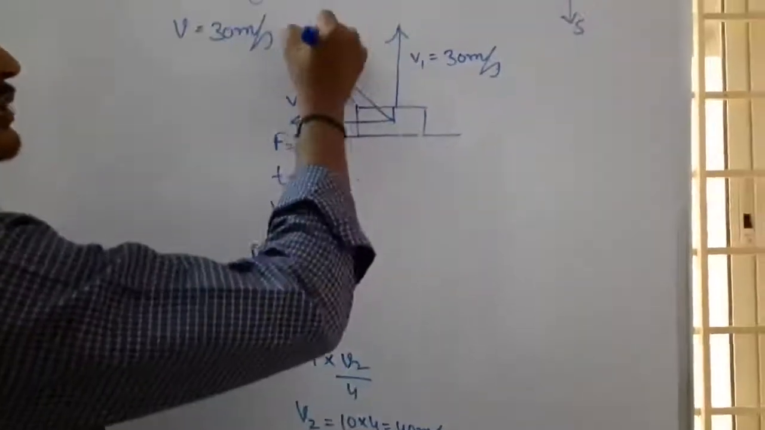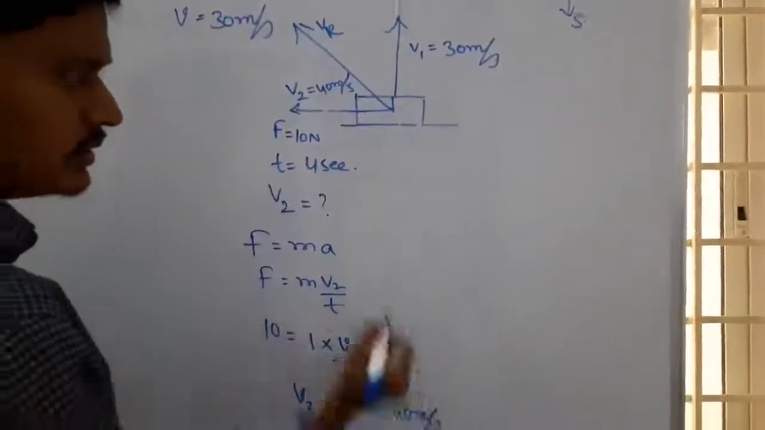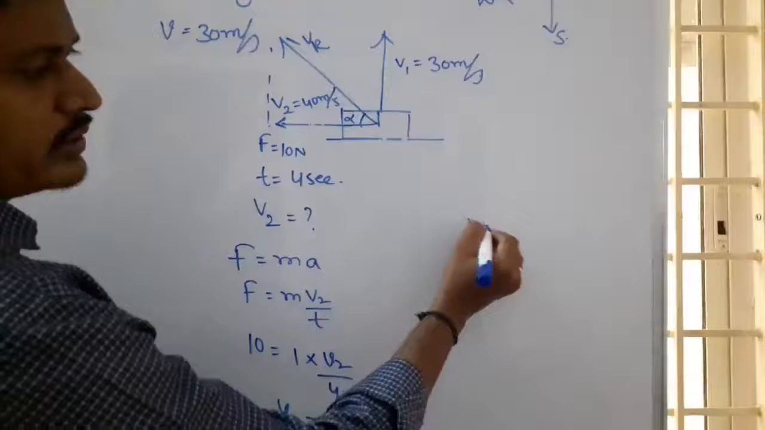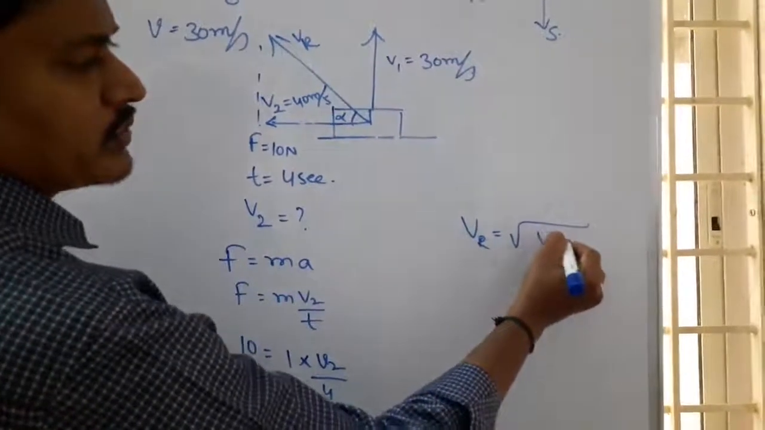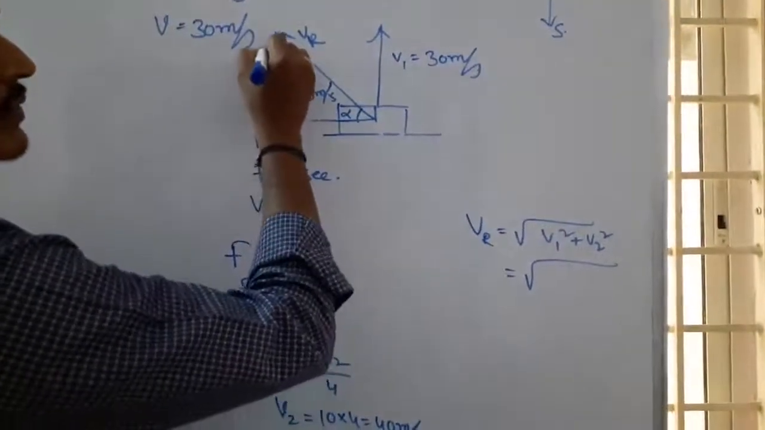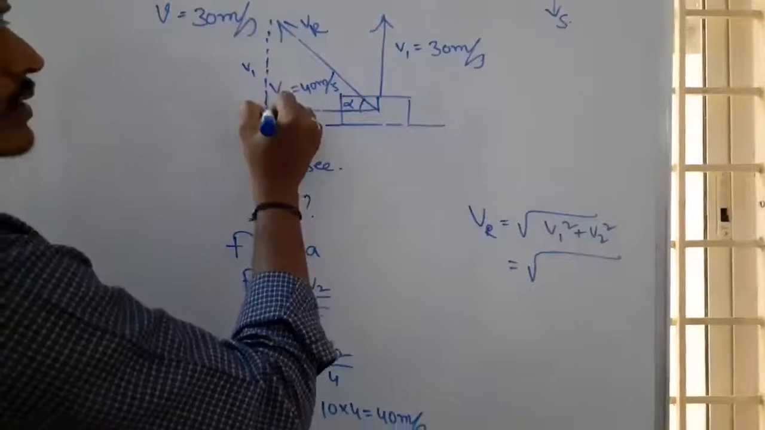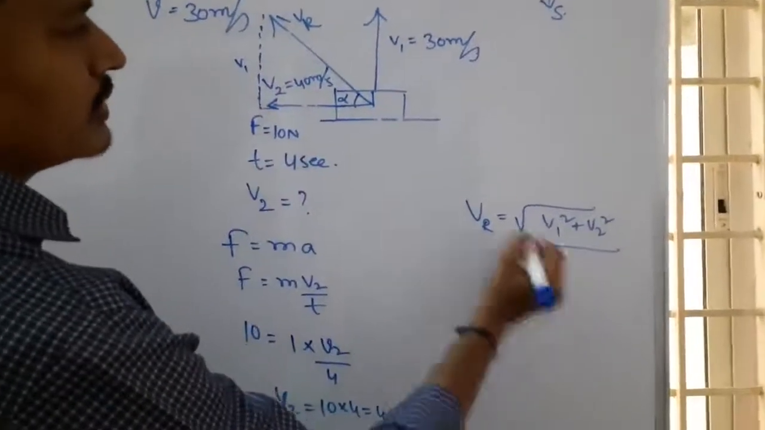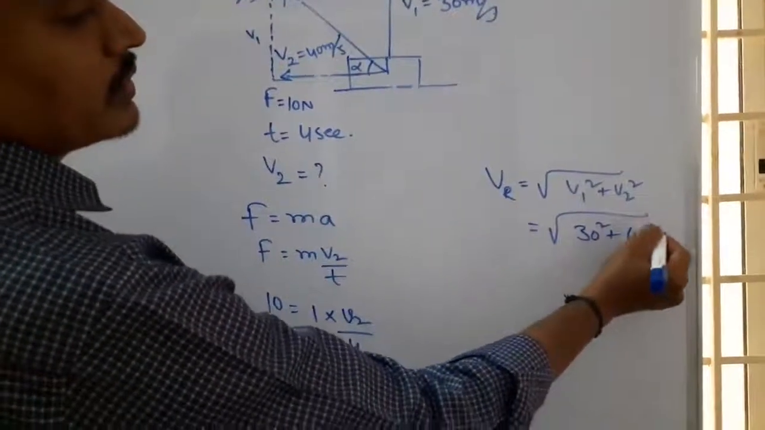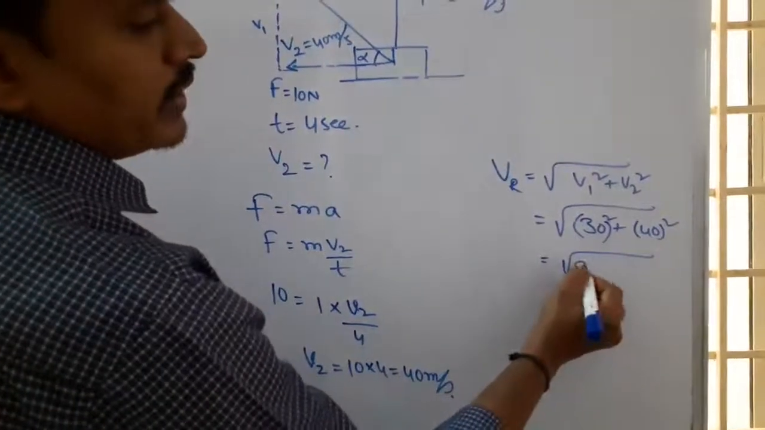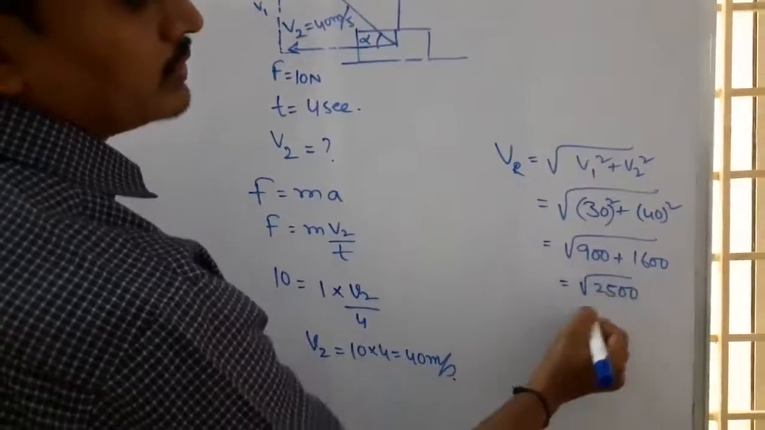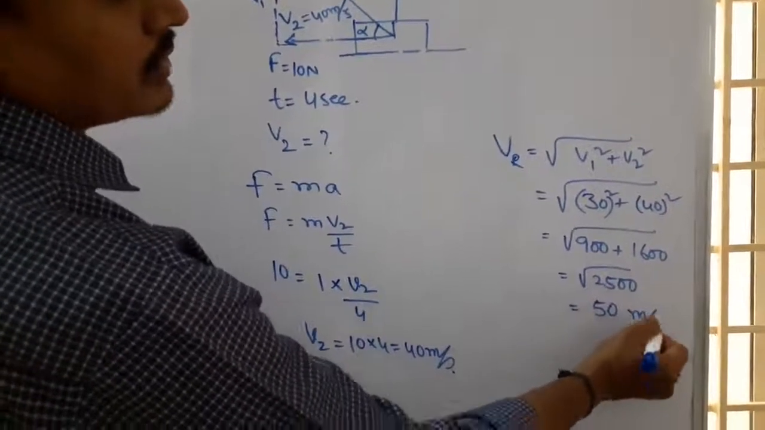Now what is the resultant velocity? We also calculate the angle. The resultant velocity is equal to the square root of v1 square plus v2 square. Here v1 square is 30 square plus 40 square, that is 900 plus 1600, which is equal to 2500. So the resultant is 50 meters per second.